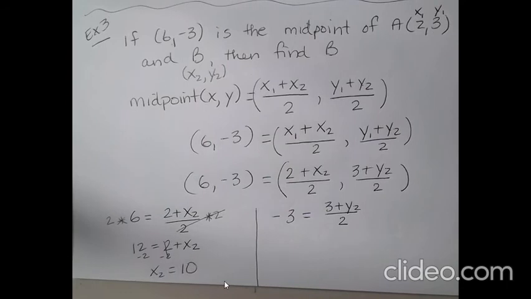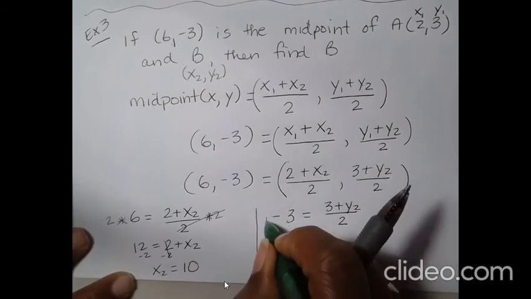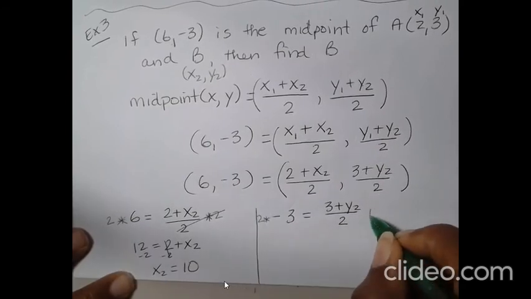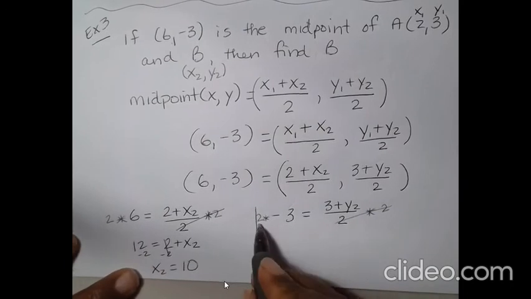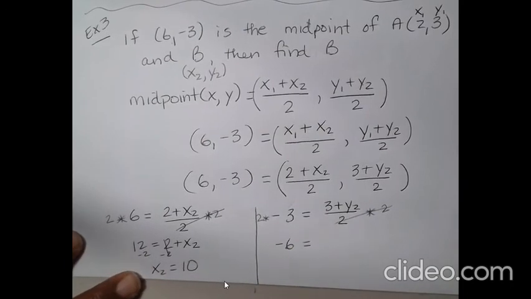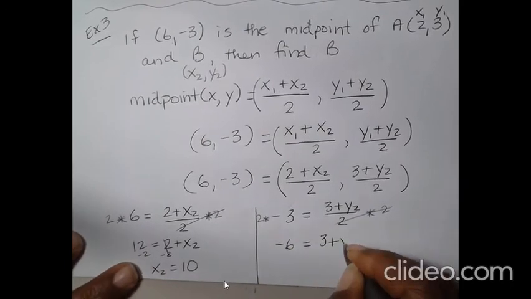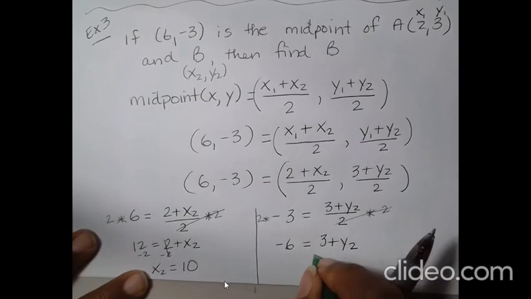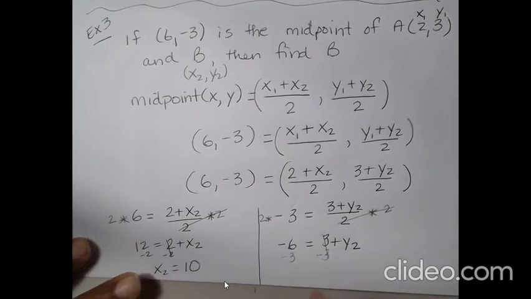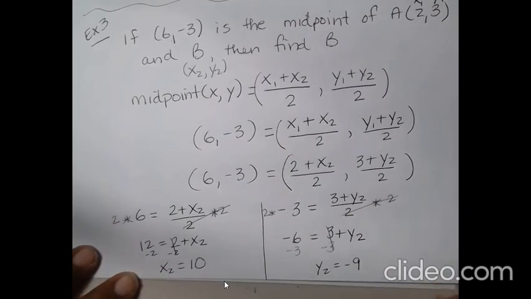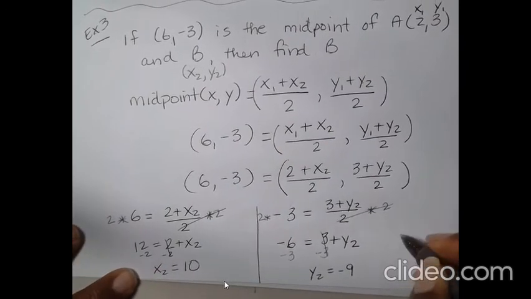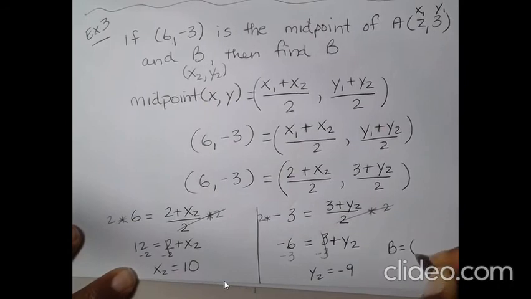For our y value, we can also multiply both sides by 2. Why by 2? Because we're trying to get rid of this denominator. 2 times -3 is -6 equals 3 plus y2. We can subtract 3 from both sides, and our y2 equals -9. So our missing point, point B, is (10, -9).